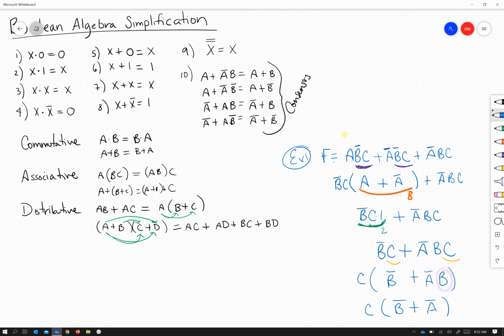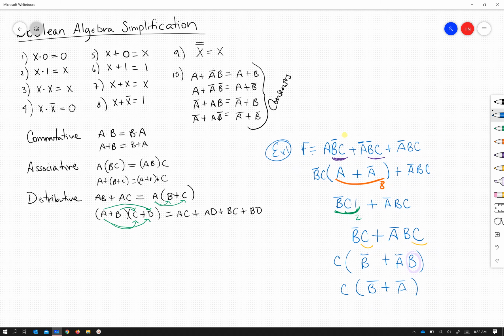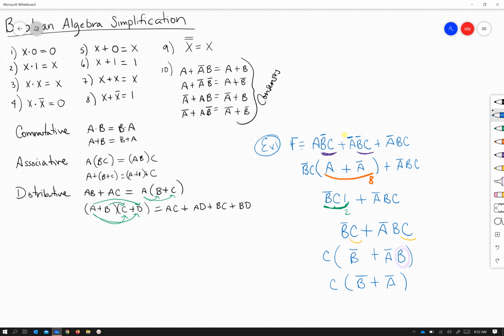And that's what it becomes. Now, at this point, I don't think there's anything else I could do. Let me see. Is there a 0? No. Is there a 1? No. Is there doubles? No. Is there opposites? No. There is no rule I can apply at this time.